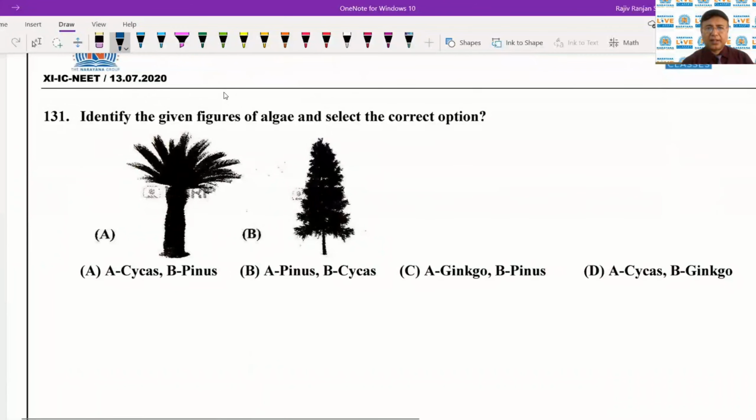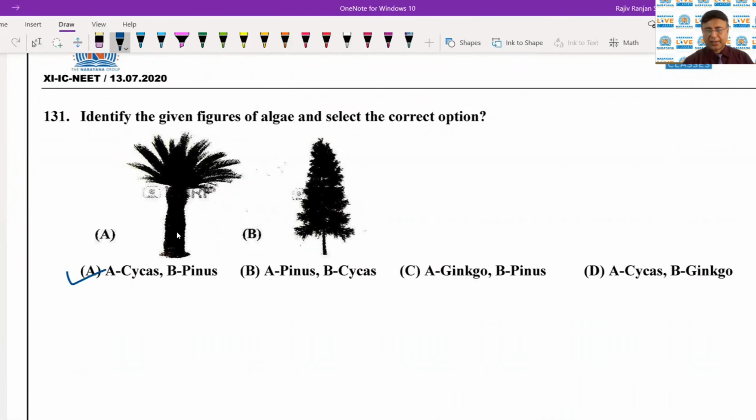Let's see here the two figures, and there are different options. So these are the two gymnosperms, and we can see all the options contain only gymnosperms. So answer A. A is Cycas and B is Pinus. This option itself is correct. The first option itself is correct.